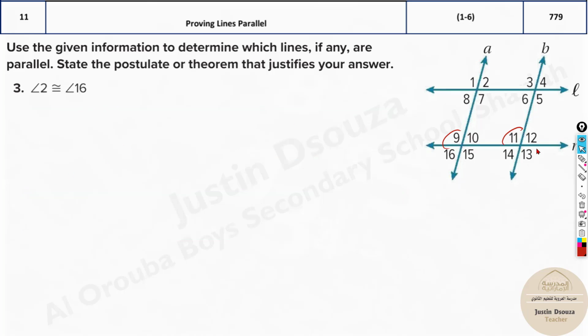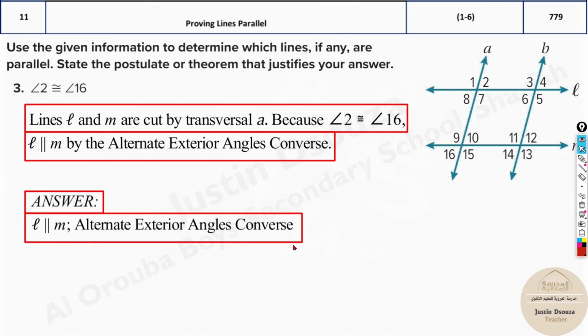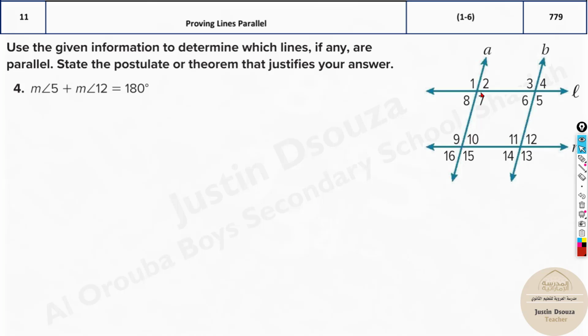What about the next one? 2 and 16. 2 is over here, 16 is over here. They're exterior, right? Outside. So exterior alternate angles. And which are the two lines parallel? L and M. So over here, L and M, alternate exterior angle converse.